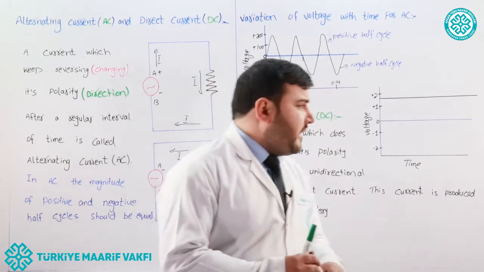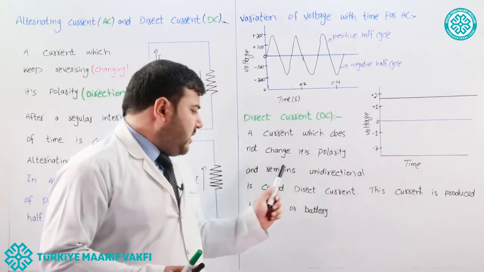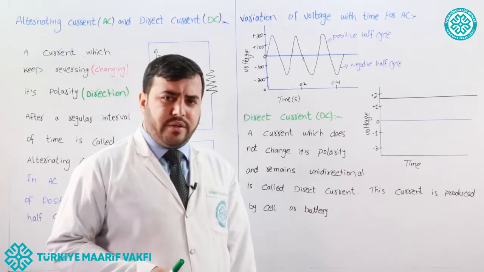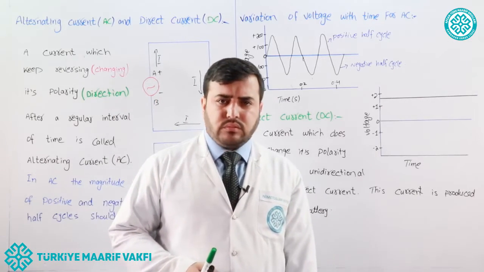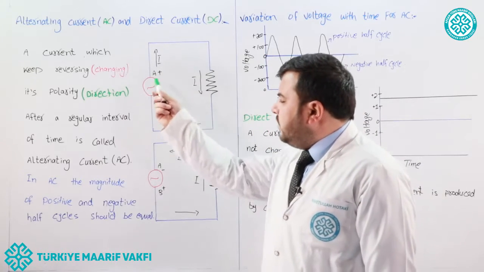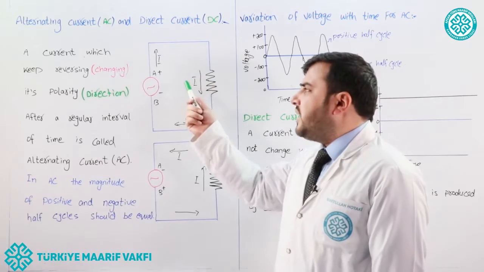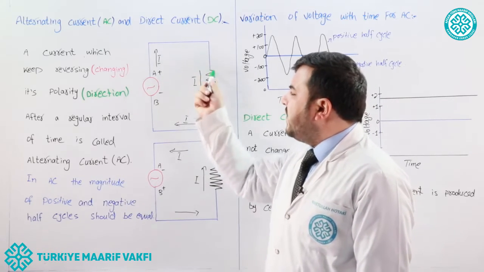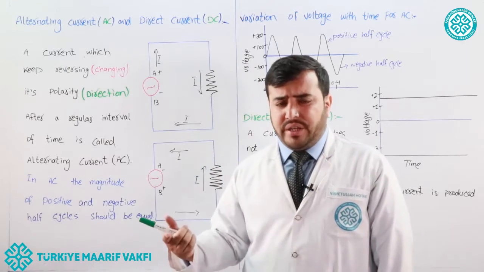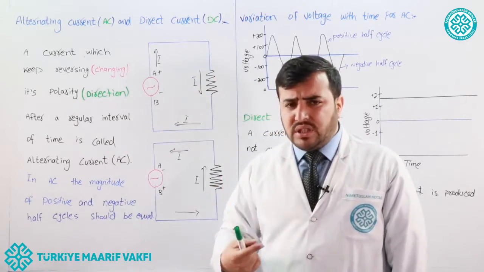Direct current can be defined as a current which does not change its polarity and remains unidirectional. Here you can see that we discussed that in AC the direction of the current changes, but in direct current the direction of the current will not be reversed or change its polarity. It will flow from point A to B and continue its motion.